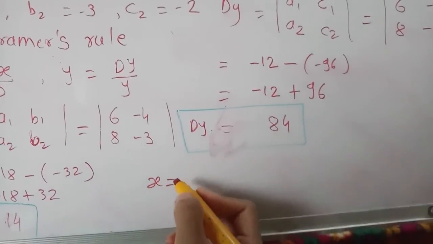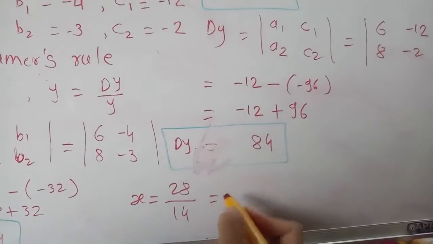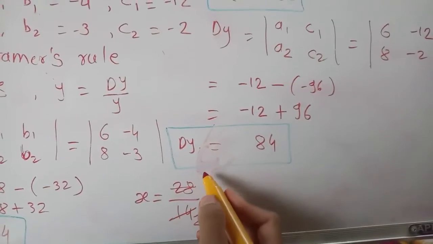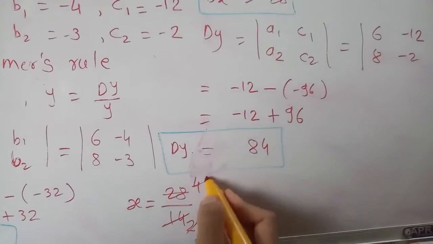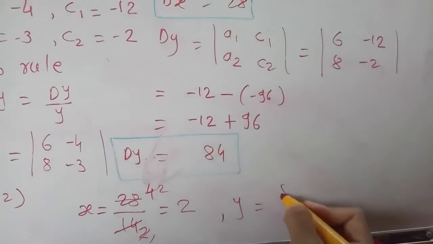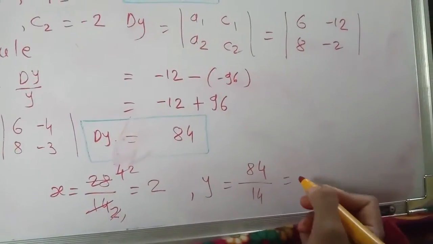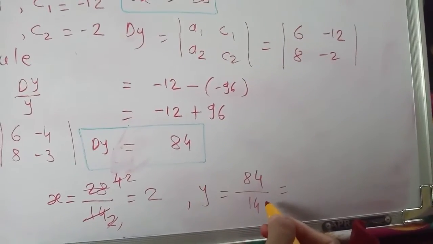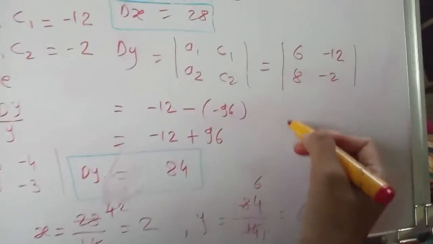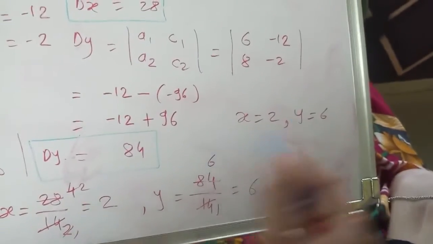So value of x is equals to dx upon d. So dx is 28 and d is 14. 7 2s are 14 and 7 4s are 28, so 2 2s are 4. Okay. So value of x is equals to 2 and y is equals to dy upon d. So 84 upon 14. So 14 6s are 84. So value of x is equals to 2 and value of y is equals to 6.